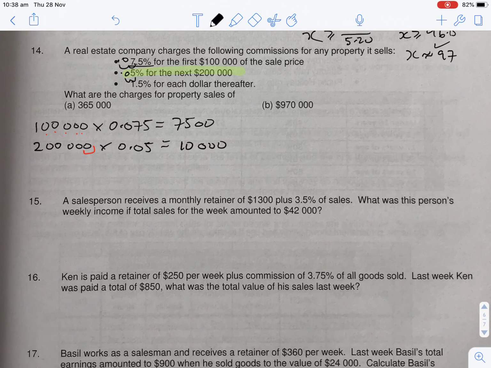And then I've got my last bracket, of course. I get 1.5% for each dollar thereafter, which is each dollar over. So in this case, for each dollar over 300,000. Now I had 365, so I've got $65,000 over the 300,000 so far. And I'm going to times that by 1.5%. So times 0.015. And again, if I have to do this mentally, I'm going to make use of that 1%.